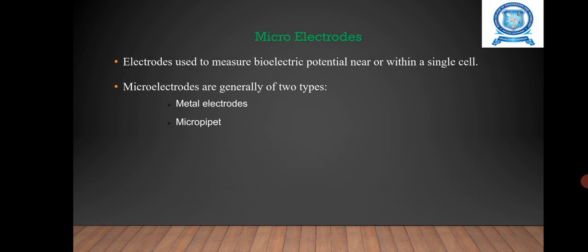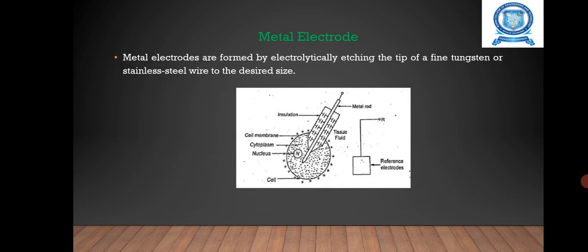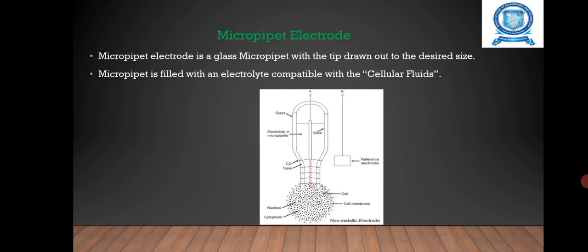Next electrode is microelectrodes. It is used to measure bioelectrical potential near or within a single cell. It consists of 2 types, metal electrodes and micropipette. Metal electrodes are formed by electrolytically etching the tip of a fine tungsten or stainless steel wire to the desired size. Here the wire is coated with an insulating material.